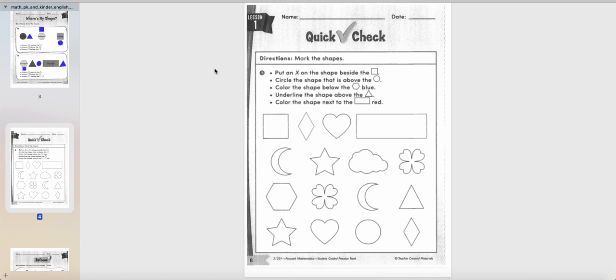Okay, so for today, quick check. Directions, mark the shapes. So it says put an X on the shape beside the square. So the one next to the square, we need to draw an X.